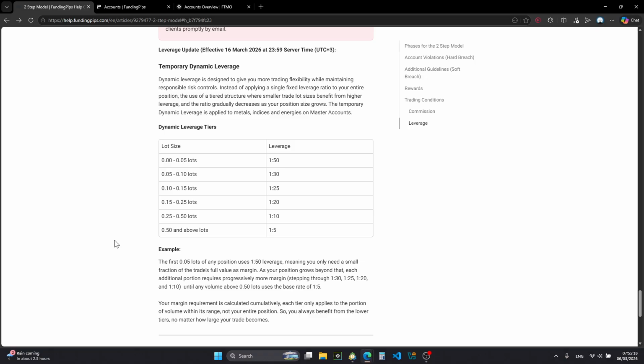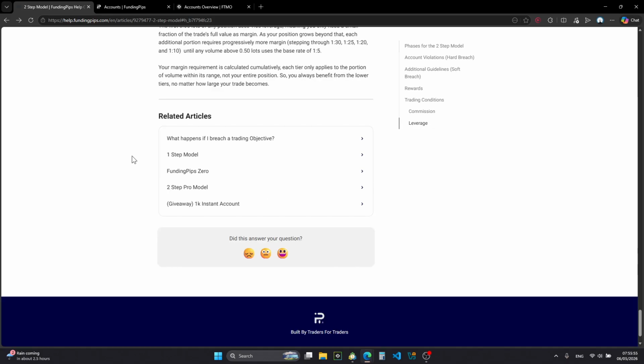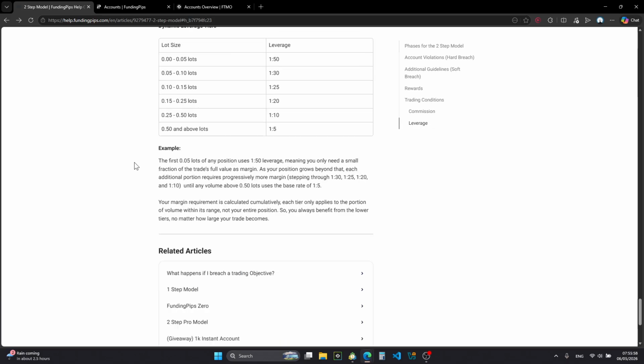How would I even grasp what leverage I have just by looking at the lots I've used? The first 0.05 lots of any position get 1 to 50 leverage, which means if I keep adding lots, the leverage will decrease. If I add more 0.05, then the leverage will decrease. This does not make sense. Why would it do that?